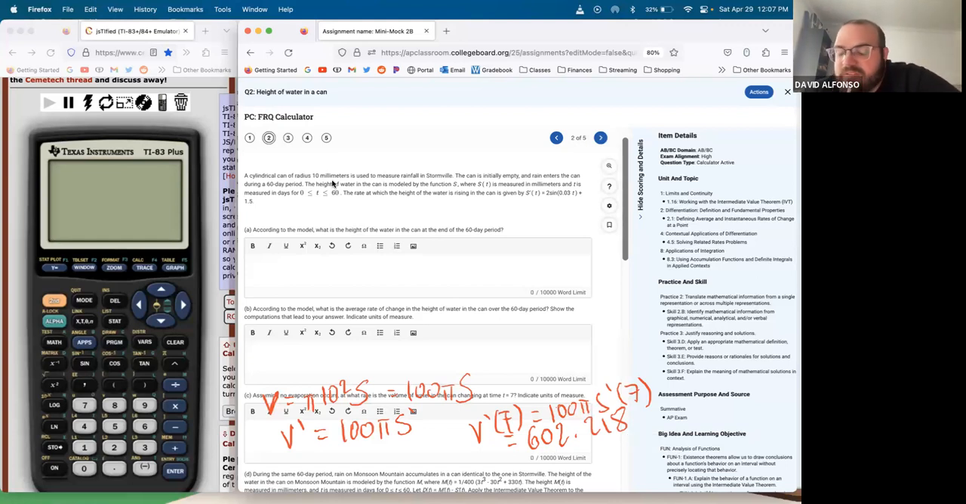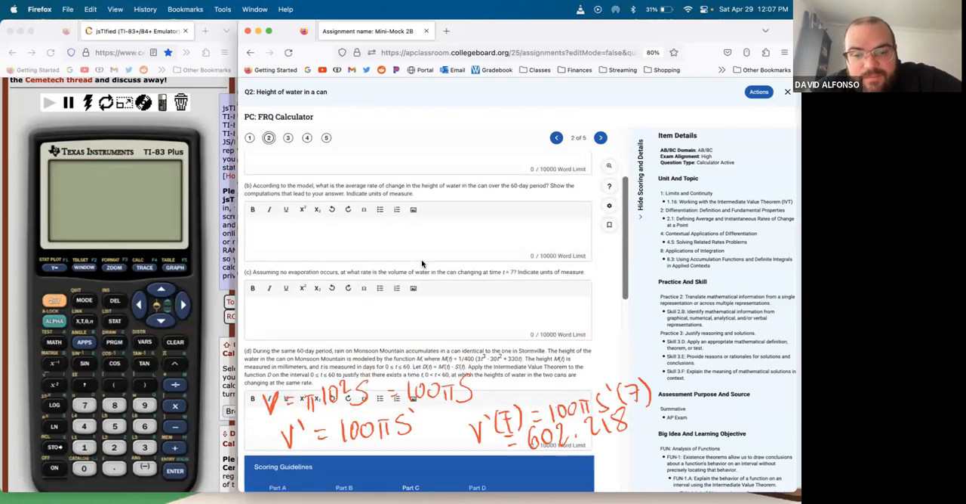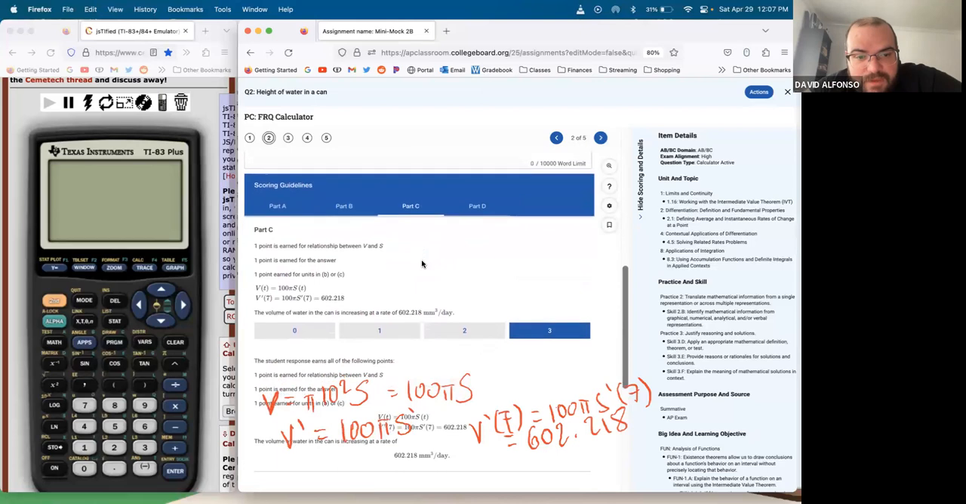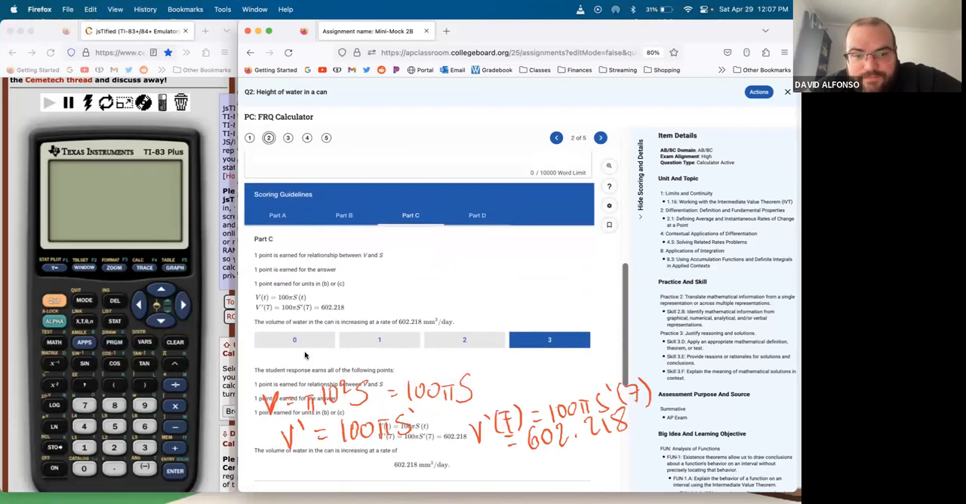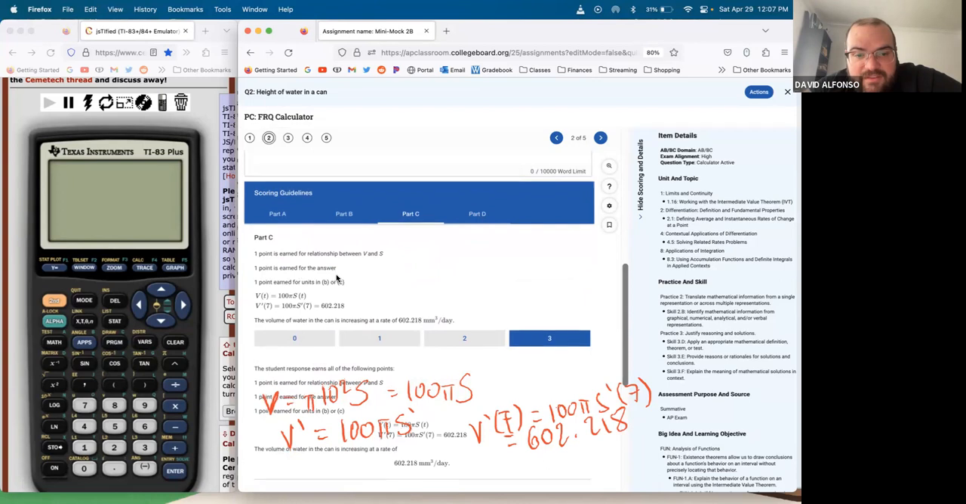But yes, this is where, even for me, if you're not paying attention to what they're asking for, you can lose points. But I wonder if you would have gained a point for S prime. So 1 point earned for relationship between V and S. Basically saying V is 100 pi S. 1 point earned for the answer.